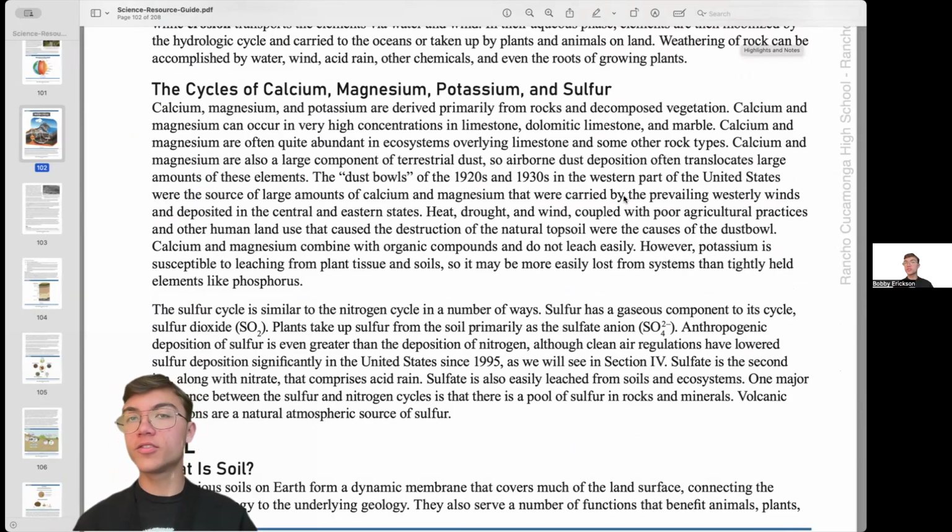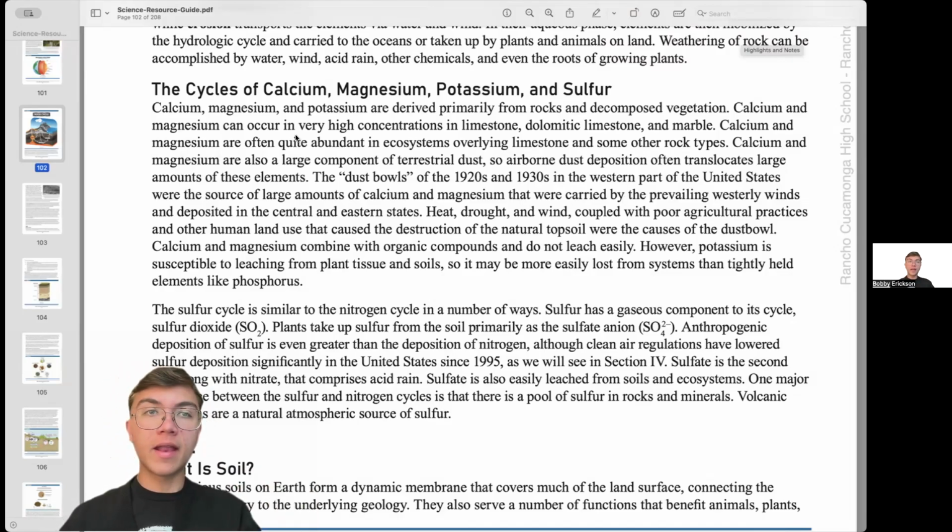And to begin, we want to start talking about rocks and decomposed vegetation. So calcium, magnesium, potassium usually come from that vegetation. And so calcium and magnesium often happen in limestone, dolomitic limestone, and marble. So you can usually remember this by the fact that in limestone, there's the first three, calcium, magnesium, and potassium. Or just calcium and magnesium, sorry, are in limestone and marble.